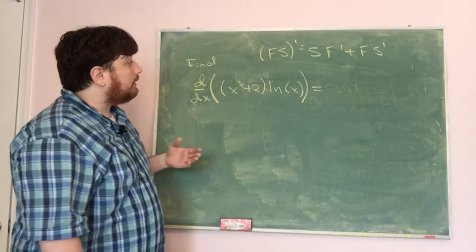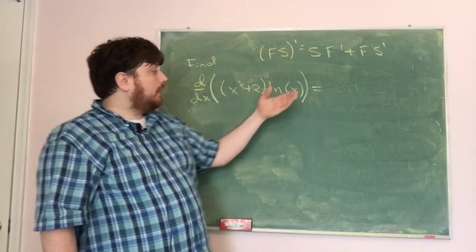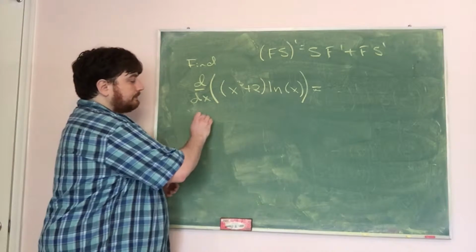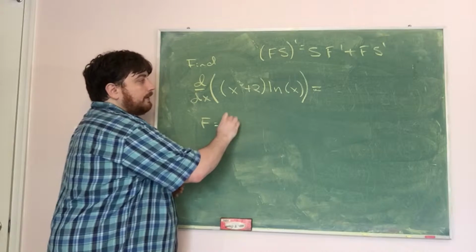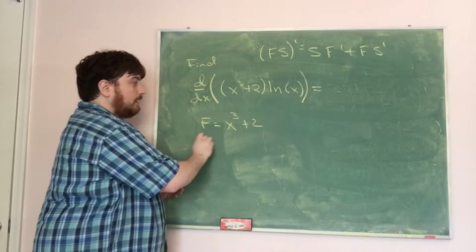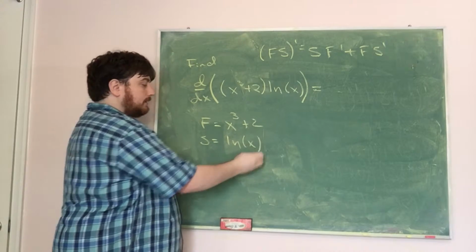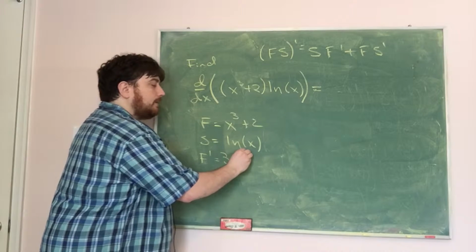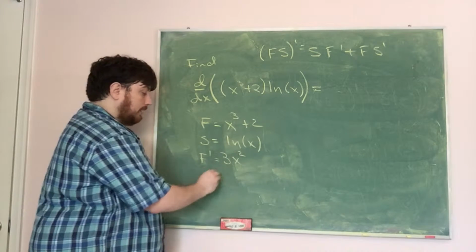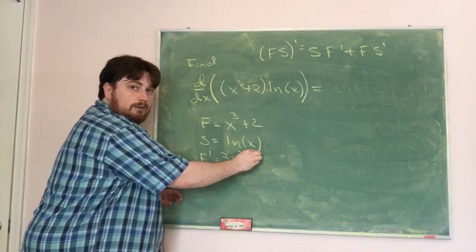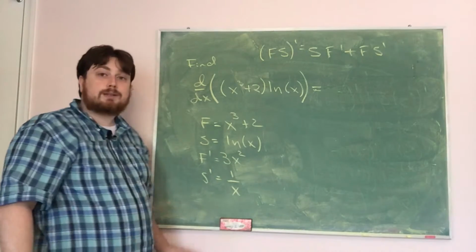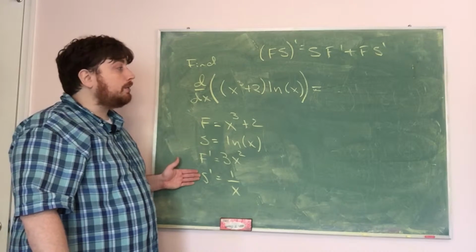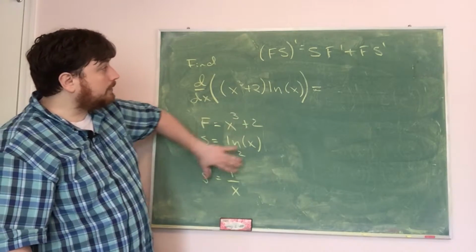As I look at that, I notice that in order to find the derivative, I need to figure out what my first is, my second, the derivative of the first, and the derivative of the second. As I look at this function, my first is x cubed plus 2. My second is natural log of x. The derivative of x cubed, by the power rule, is 3x squared, plus the derivative of 2 is 0. And the derivative of natural log of x is just 1 over x. So now that I've written down my first, my second, my first prime, and my second prime, I can come over here and plug those in accordingly.